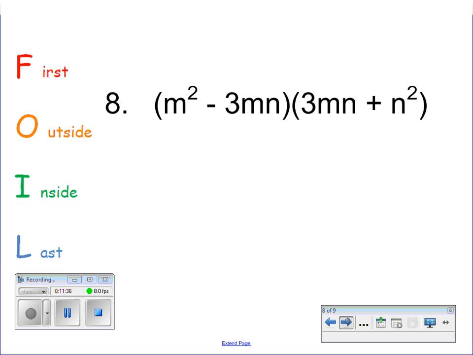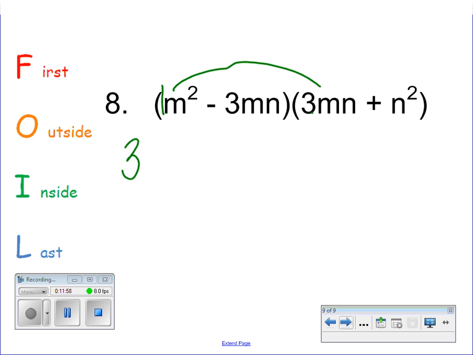All right, let's see what we have left. Let's skip to this one right here, number 8. Don't let it scare you. Let's just do what we know to do. First terms together, m squared times 3m. Remember, this is a 1 out here, so I have 1 times this 3. That gives me a 3.